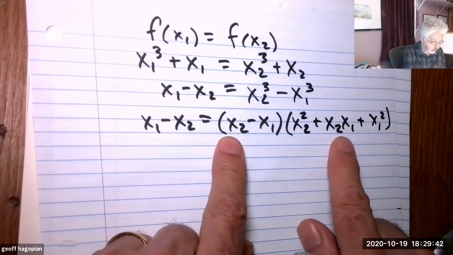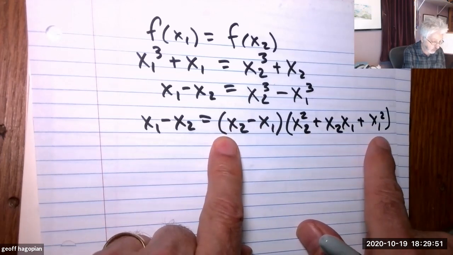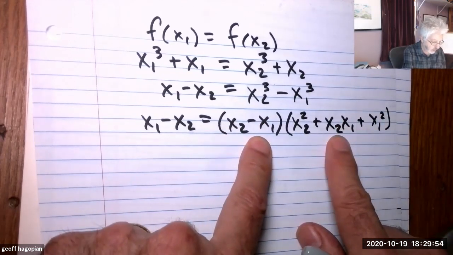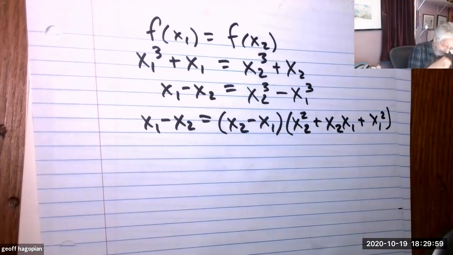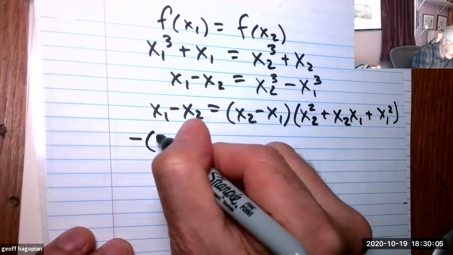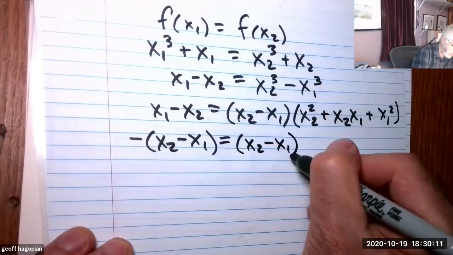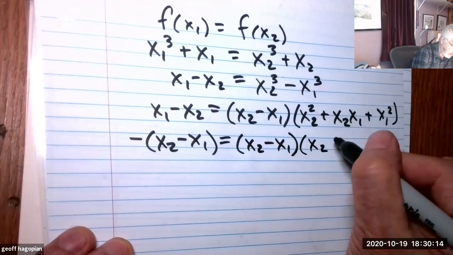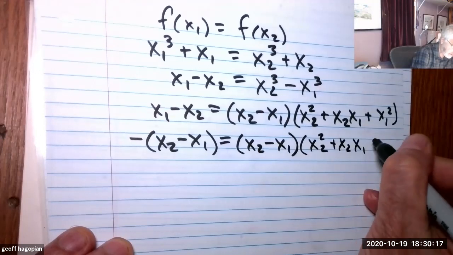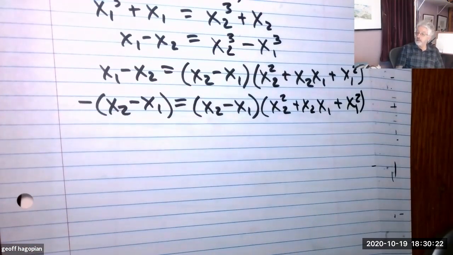So x2 times x2 x1 is x2 squared x1, and this is negative x2 squared x1. Here is x2 x1 squared, and here's negative x1 squared x2. Those are opposites, and so they cancel out, right? Now I'm going to say that on the left side, I've got the negation of x2 minus x1. And I'm just going to copy the rest of this over, right? All righty.